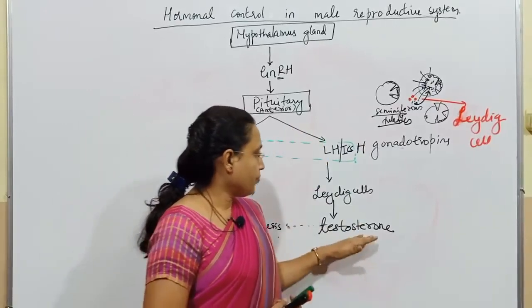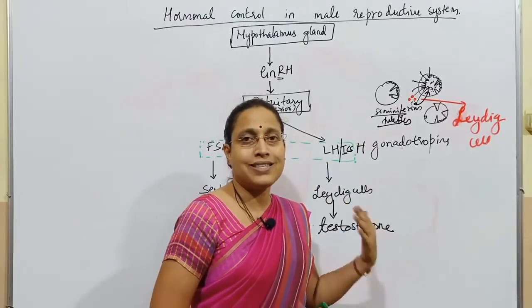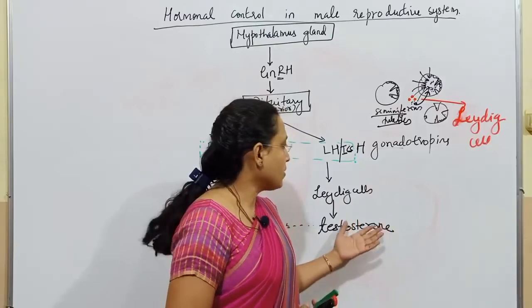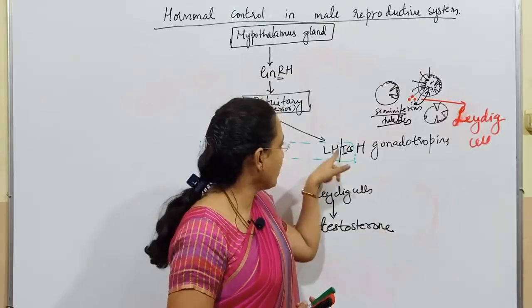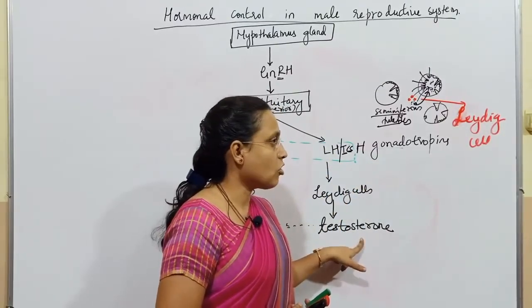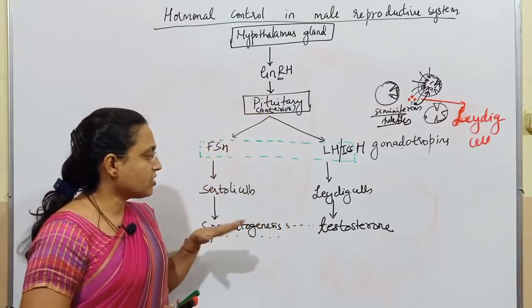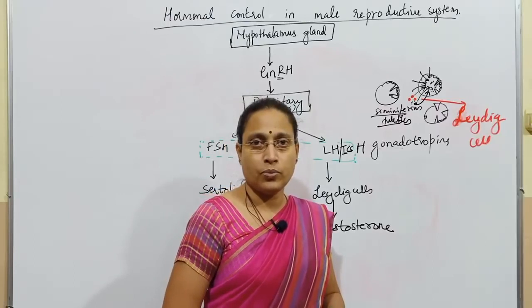And here also, once the testosterone is formed, its concentration cannot exceed the limit. That means there should be control over the amount of testosterone also. So what should be done? LH should be stopped. When LH is less, what is less? Testosterone is less. And when FSH is less, sperm concentration will also come under control.